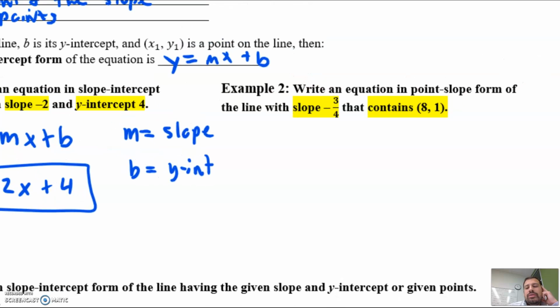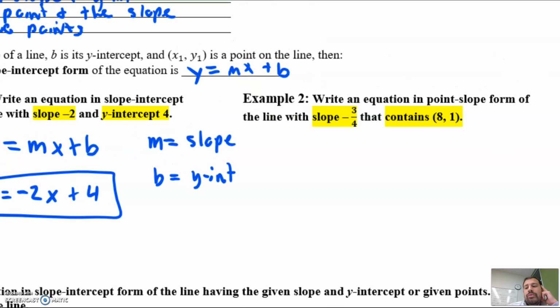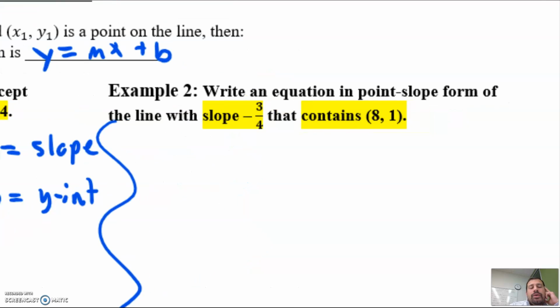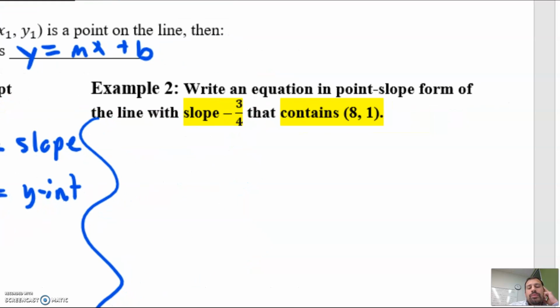So let's make sure we understand how they're different. The first one, we were given the slope and the y-intercept. For this one, we have the slope and we have a point that's on the line, but we do not have the y-intercept. Okay? So what I'm going to have to do is figure out what the y-intercept is. Now here it says to use point-slope form. You may recall that from last year. That was y minus y1 equals m times x minus x1.